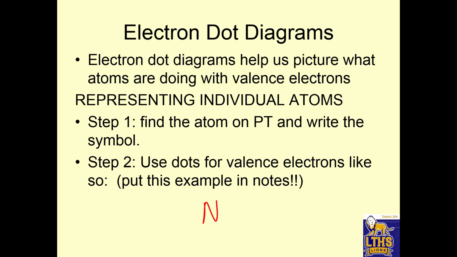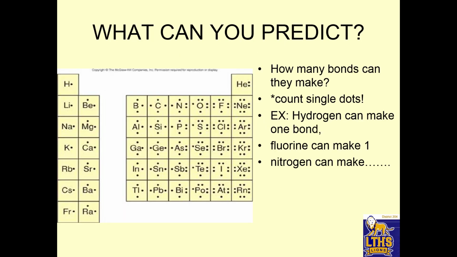So look, I found nitrogen on the periodic table. I say it's in group 5A. I put 5 valence electrons around it as dots, and boom, I have the dot structure for nitrogen. Look at all these dot structures for atoms.